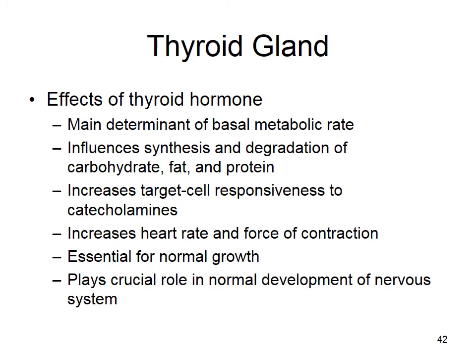It increases heart rate and force of contraction. Enough thyroid hormone though is essential for normal growth, especially early on in development. It is essential for the normal development of the nervous system. So you want just the right amount of thyroid hormone for normal nervous system development and for regular growth.